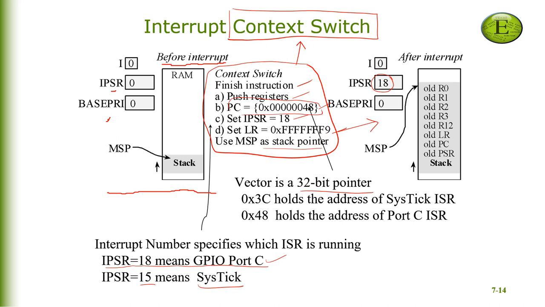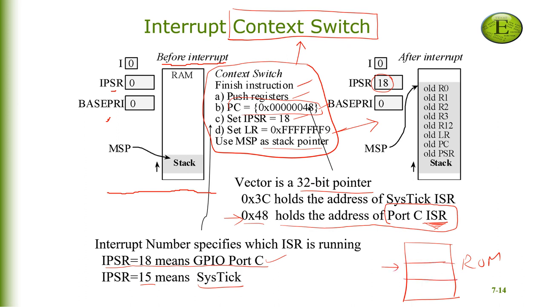It is an address. So hex 48 over here is a pointer, which is the address of the interrupt service routine of port C. So somewhere in your microprocessor ROM, there is an interrupt service routine that can also be programmed by the user or the programmer. The program counter is now pointing towards that address, which means that somewhere over here in the ROM, there's a portion starting with hex 48. That's where the ISR of port C is located. So the program counter is now pointing over here, and it will execute this ISR.